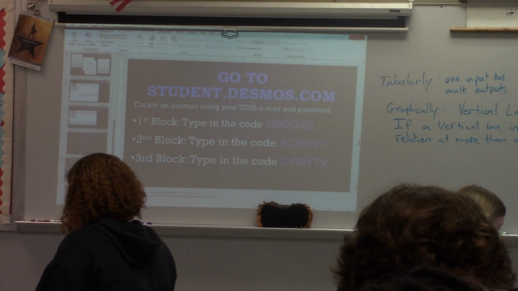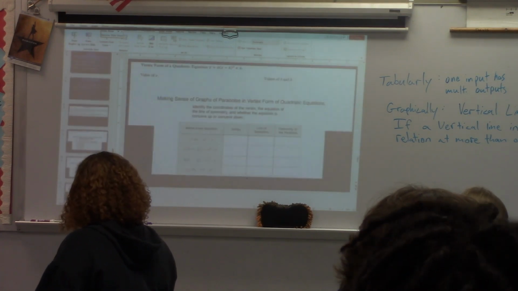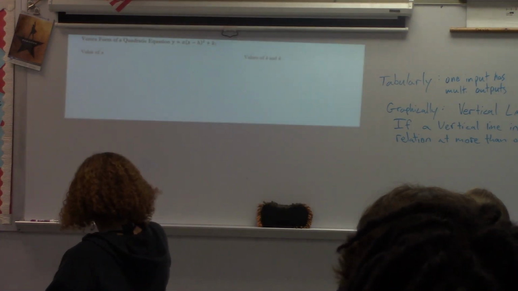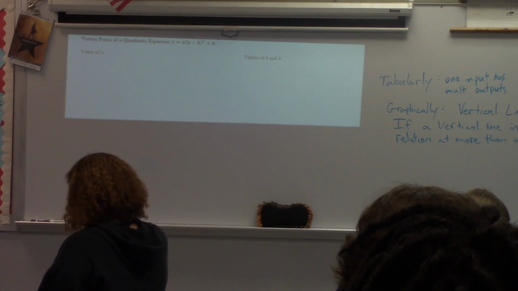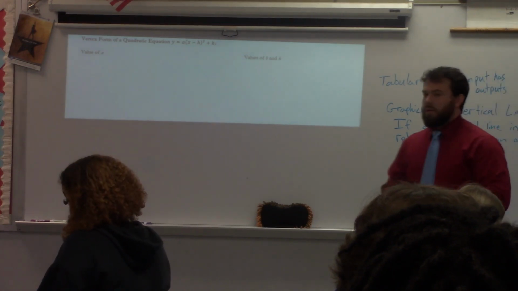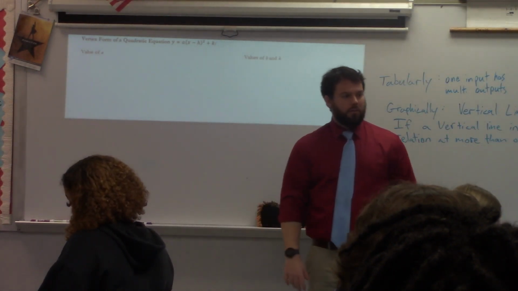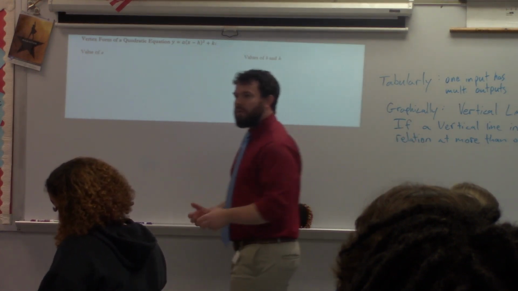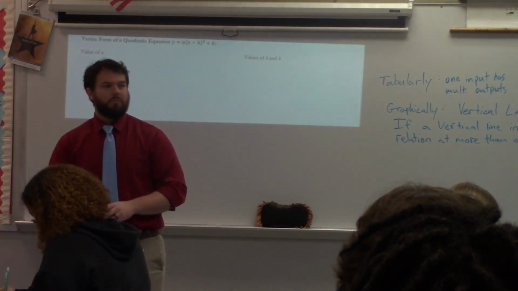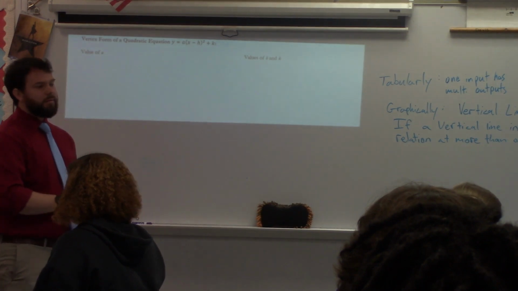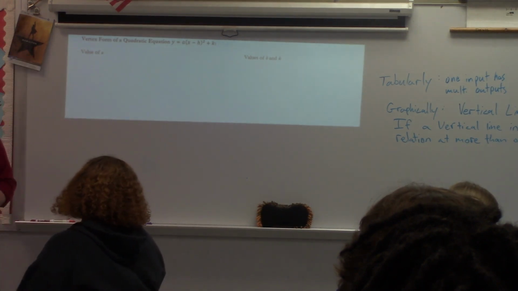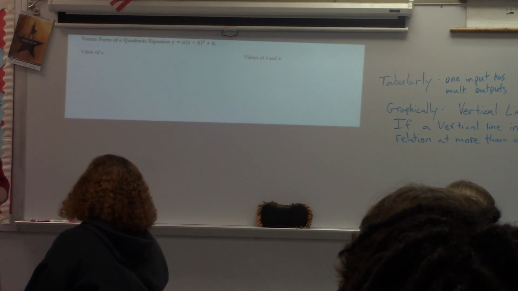Right here, under the vertex form of a quadratic, the value of A, we need to talk about when A is positive, the parabola is what? Concave up. When A is negative, the parabola is concave down. That's it. Concave down like a frown.